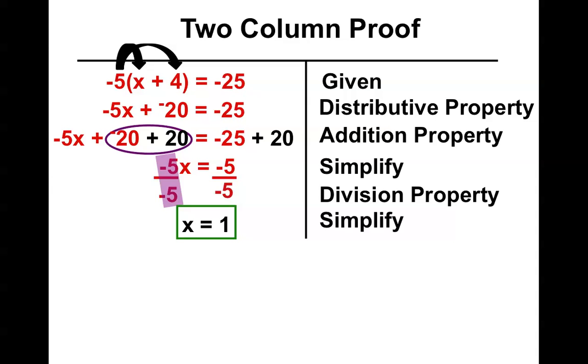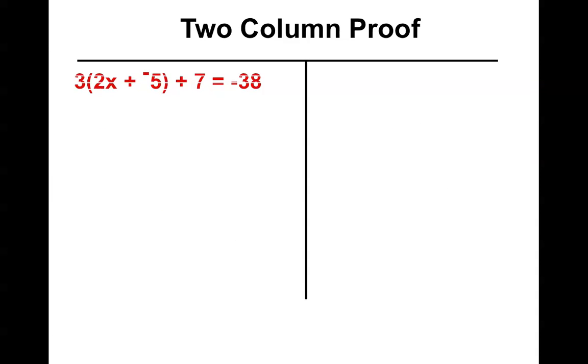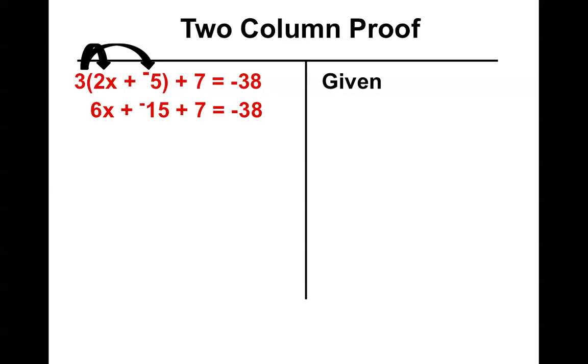All right, ready for one more? If you can do this one, you can do any algebra problem out there. So let's take a look. Hopefully you notice that the variable is inside the parentheses, so after we realize we're doing this because it's given, we're going to use the distributive property to multiply 3 times 2, which is 6, and 3 times negative 5, which is negative 15.